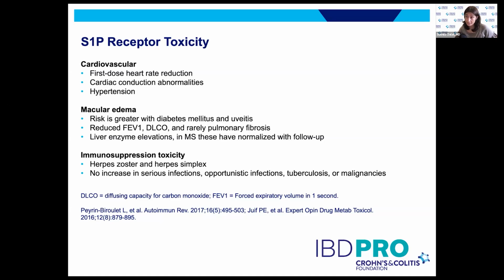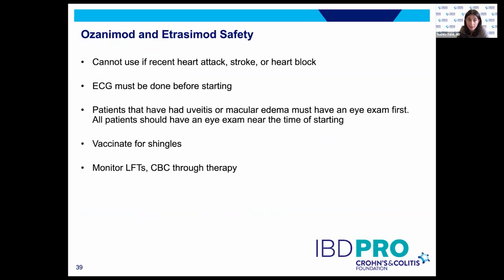Liver enzyme elevations have been noted in MS. Those have normalized with follow-up. And then there is a higher risk of herpes zoster and herpes simplex. So again, shingles vaccination is important to discuss and make sure that patients are getting.